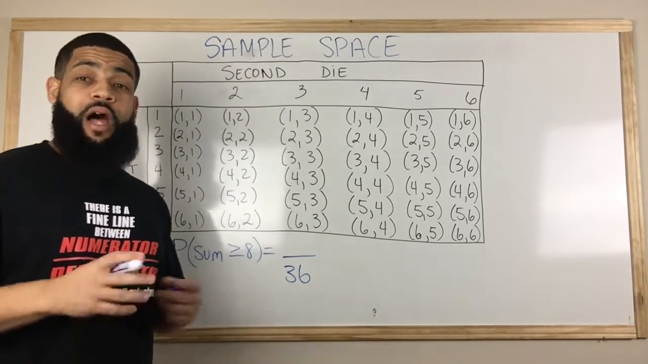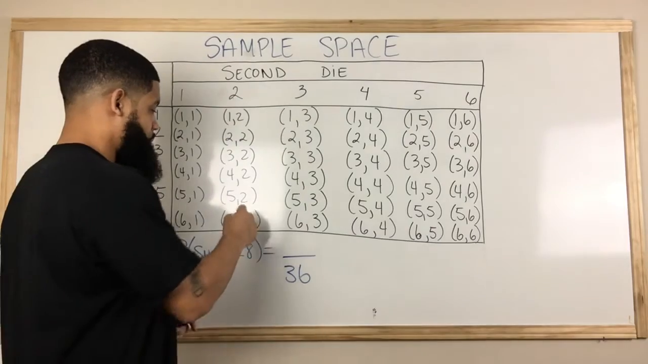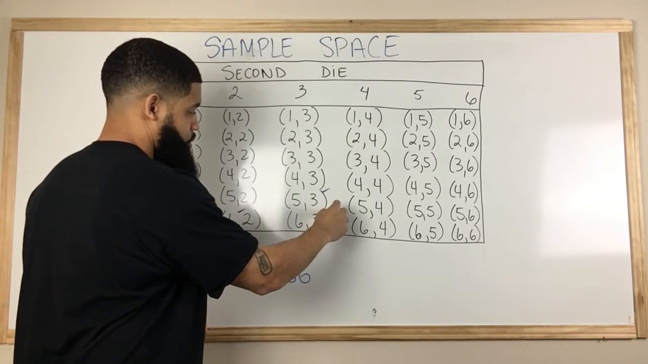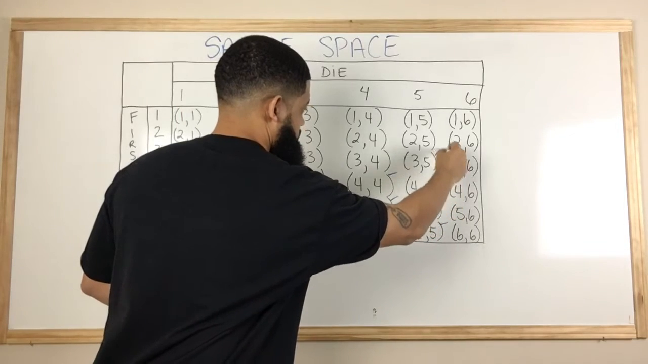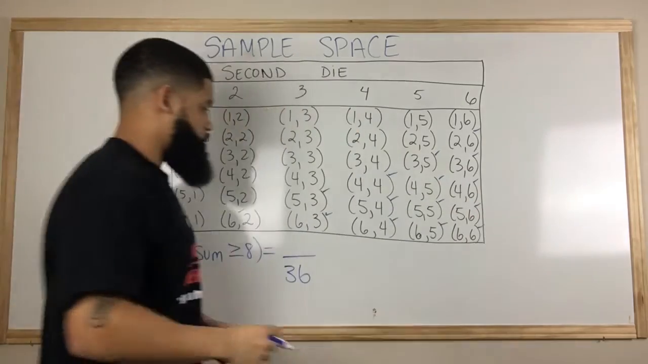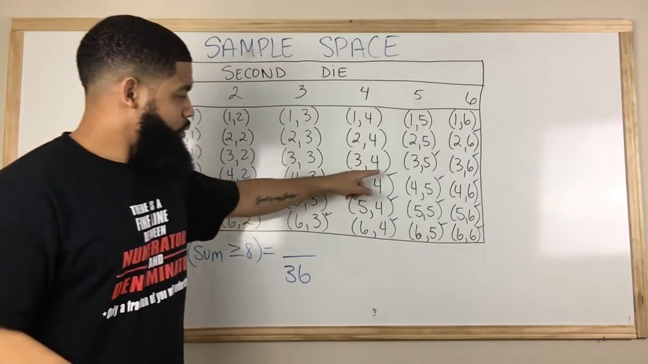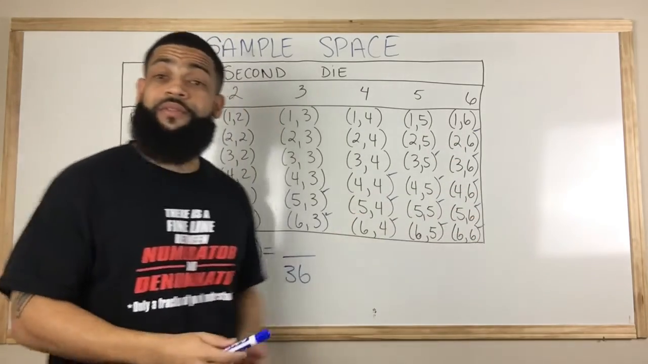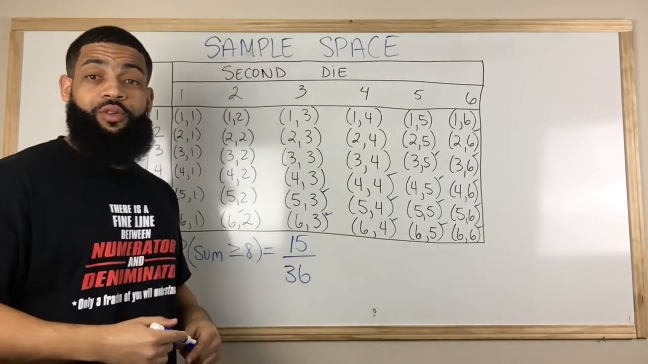So let's go through and find out how many of these number pairs have a sum greater than or equal to 8. Well, there's 1, there's 2, 3, 4, 5, all right, so we have marked all of them, I believe. And let's count them out. 1, 2, 3, 4, 5, 6, 7, 8, 9, 10, 11, 12, 13, 14, 15. So there are 15 number pairs that are greater than or equal to 8.